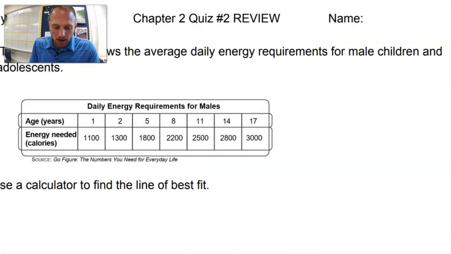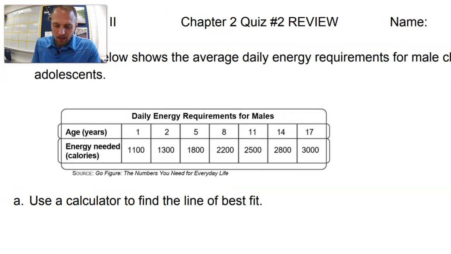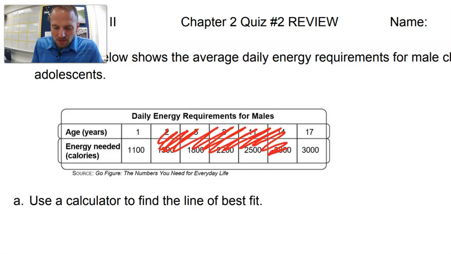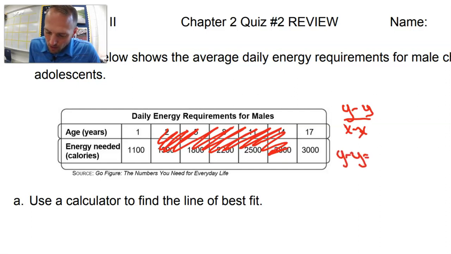Okay, now we know how to find the equation of a line. We've done it a lot before. This is a scatter plot. We're just going to use the first and the last point. So first thing we need to do is find the slope, y minus y over x minus x. And then we're going to go y minus y equals m times x minus x. Okay, so first let's find the slope.